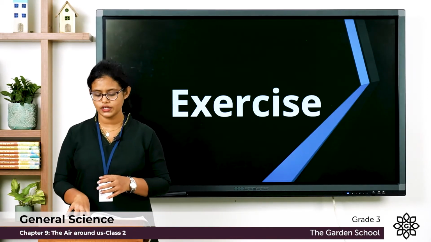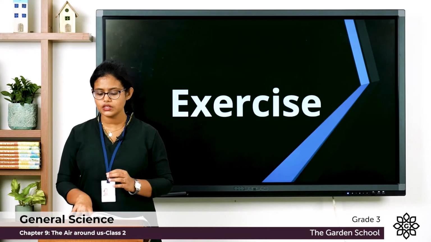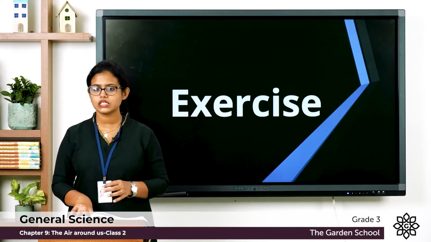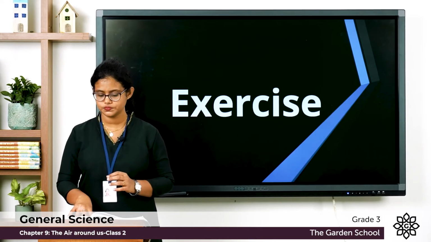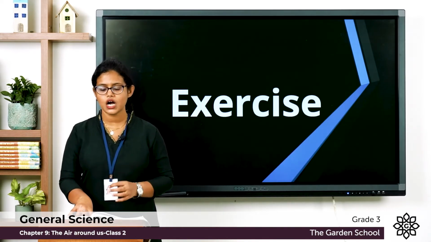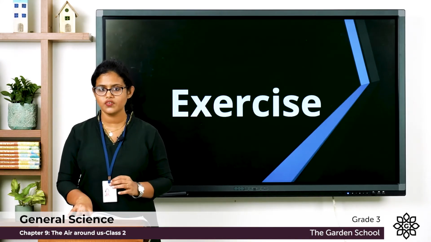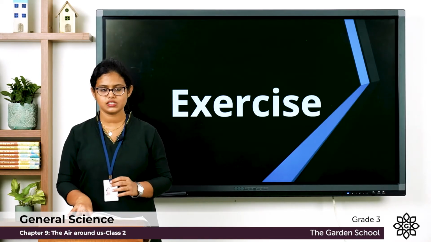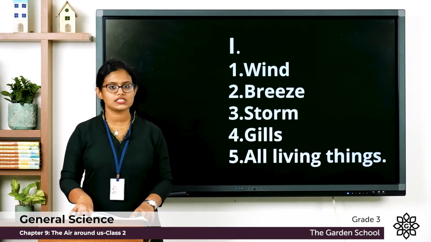See the fourth one, fish breathe through nose, gills, skin, lungs. Fifth one, polluted air harms non-living things, only plants, only animals, all living things. So let's see the answer.